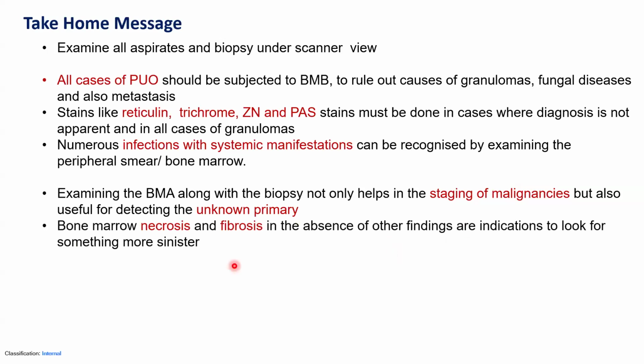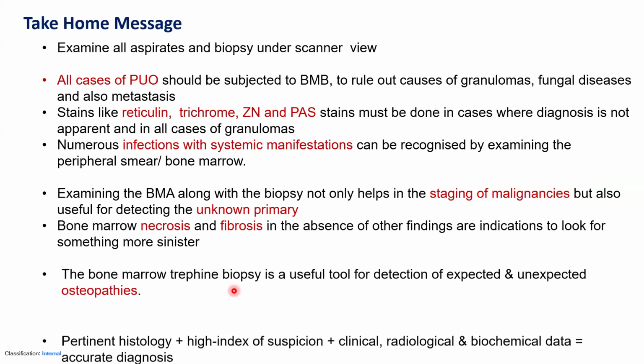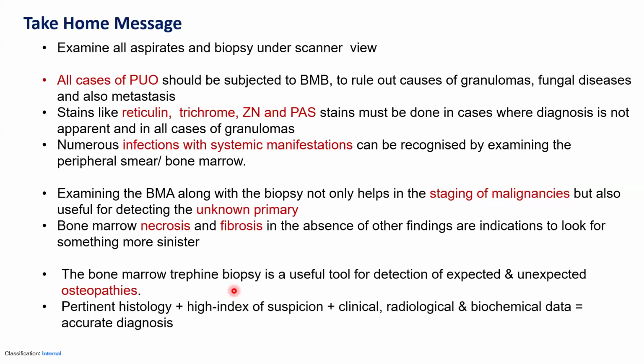Whenever there is bone marrow necrosis or fibrosis, if that is all that you find, then please look further or probably repeat biopsies on the other side to identify something more sinister. Bone marrow trephine biopsy is a useful tool for detection of unexpected and expected osteopathies. The correct histology with high index of suspicion and clinical, radiological, and biochemical data gives rise to the accurate diagnosis.